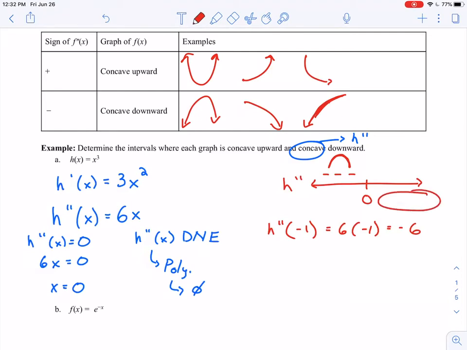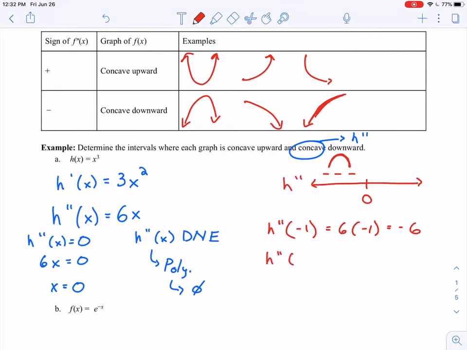But I still need to take a number on the right-hand side of 0, so I'm going to take h double prime of +1. This is 6 times +1. This time I end up with a +6. So my second derivative is positive on the right-hand side of 0. If the sign of f double prime of x is positive, we said our graph was concave upward. So I like to draw in that concave upward shape, that classic y equals x squared parabola.